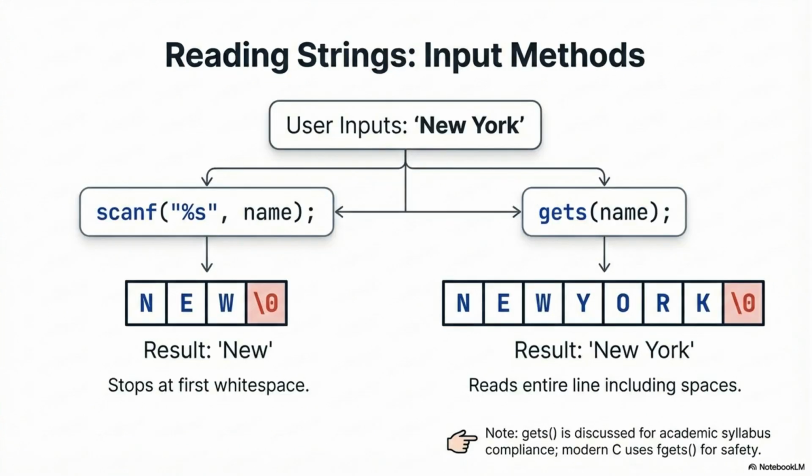For reading strings, `scanf("%s", name)` stops at the first whitespace. In contrast, `gets(name)` reads the entire line, including spaces. Modern C often prefers `fgets` for safety.